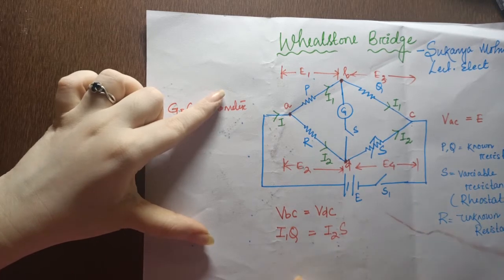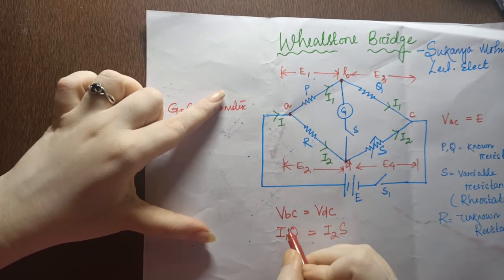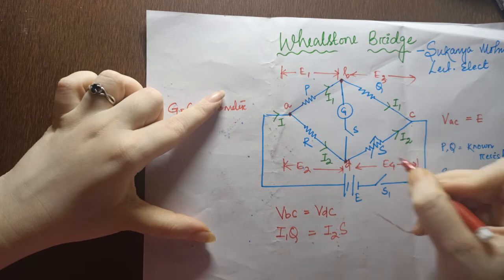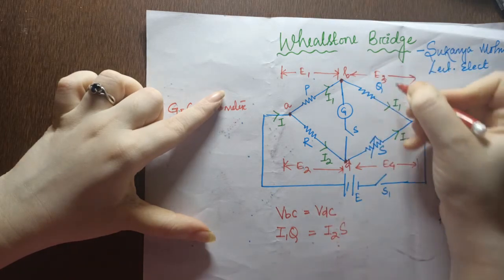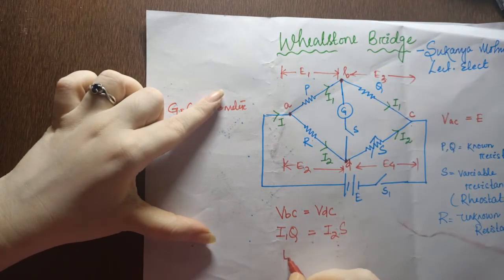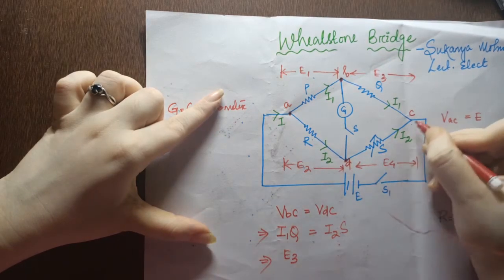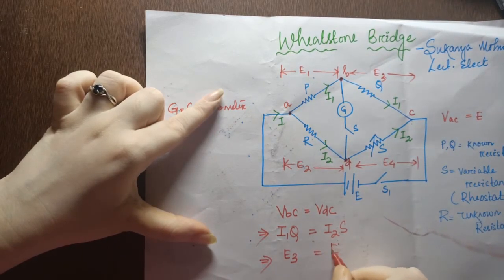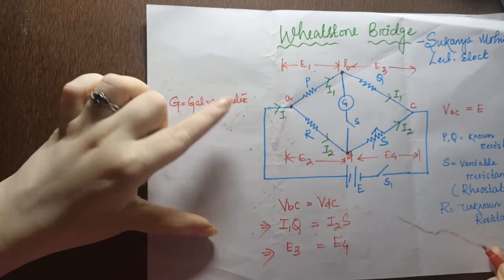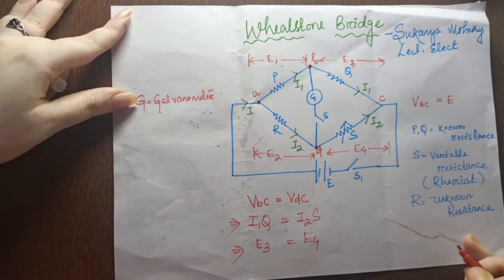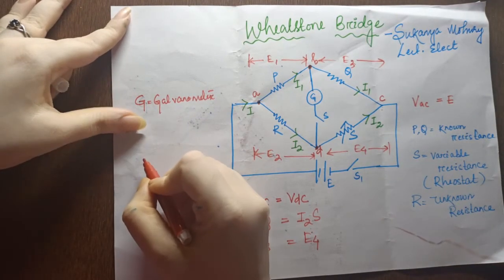Okay, now what you need to find out? I1. So tell me how I can write I1 into Q. This is the potential, it is named as E3. Similarly I2 into S is named as E4.